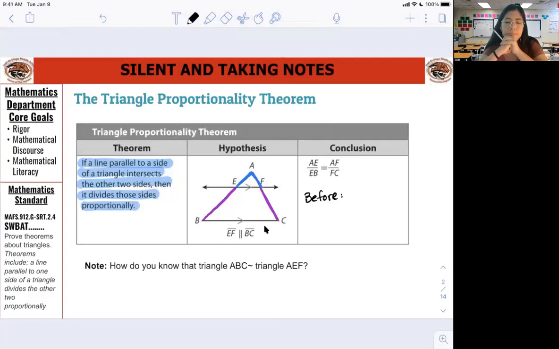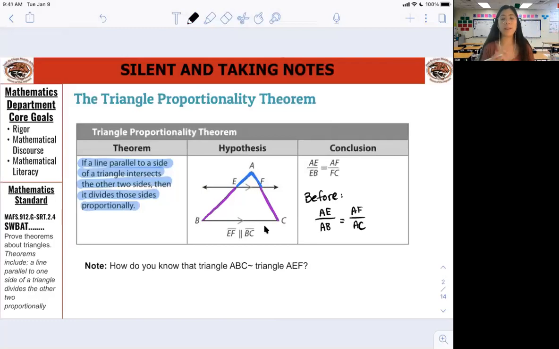Probably we would have done the bigger side over the smaller side or the other way around. Right. So we would have done something like, let's say we did AE. If I did AE, what would be the bottom? What would be the denominator? AB. Over AB, right? We would have gone small to big, and then AF over AC, right?